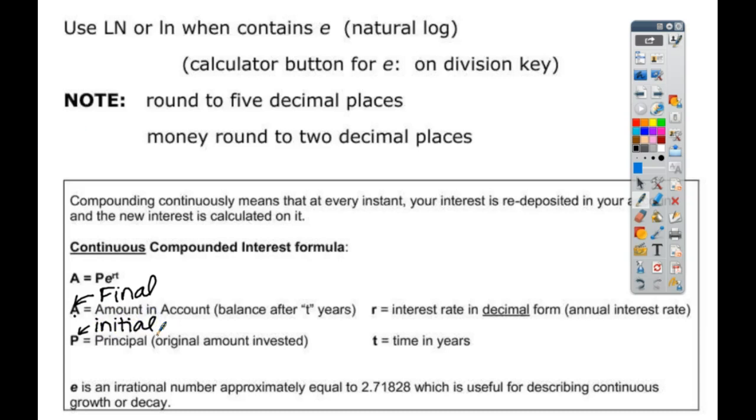So this is the formula. A equals P E to the RT. A is your final amount and P is your initial amount. It works exactly the same, okay?